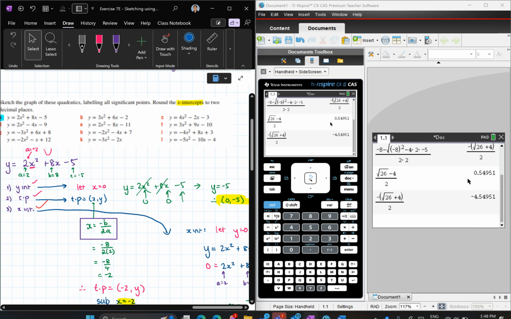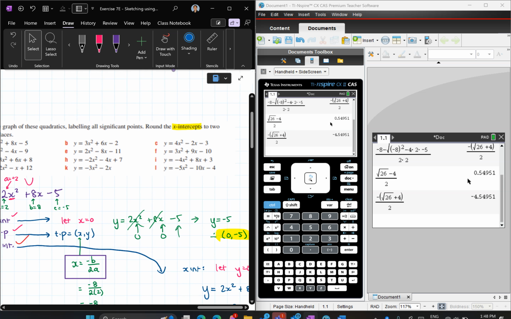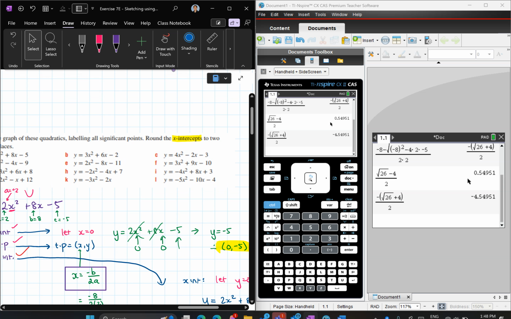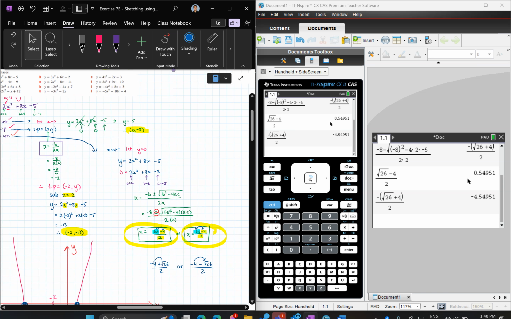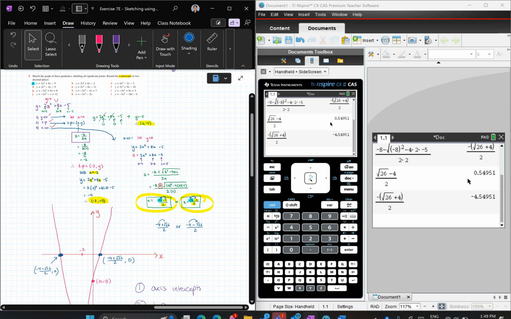If you'd like me to do more examples, I'm more than happy to pick another one, or just let me know which one you'd like me to do, and I'll do the same thing again. Find y-intercept, find turning point, find x-intercept, and that's how you do the sketching of your graph using quadratic formula.